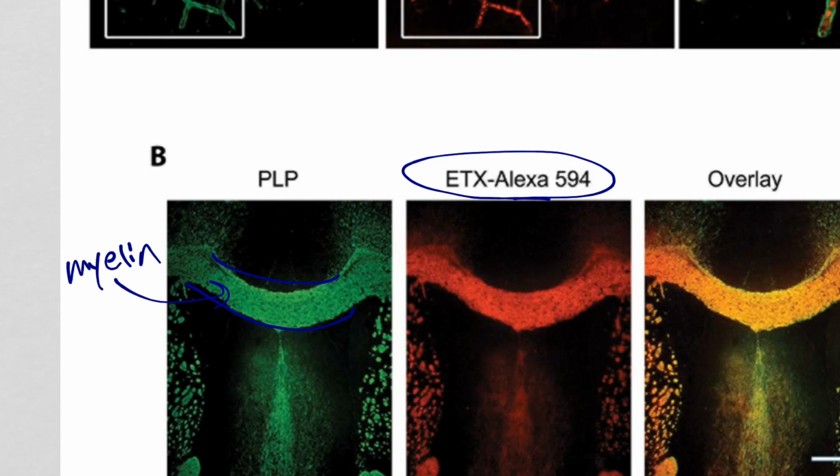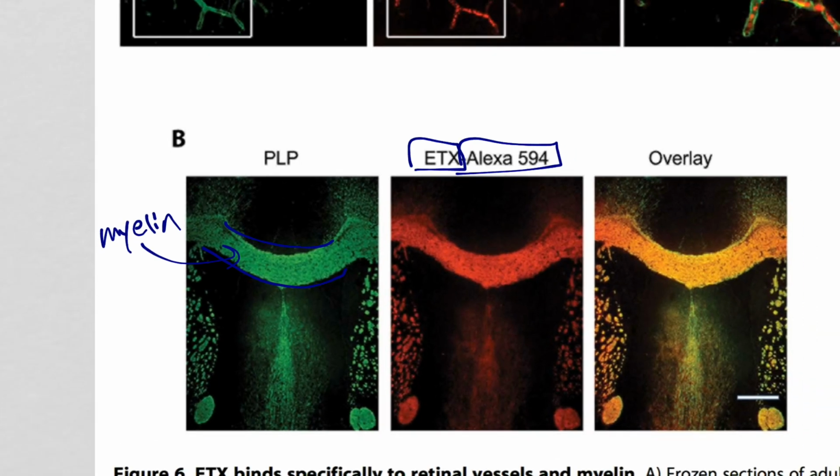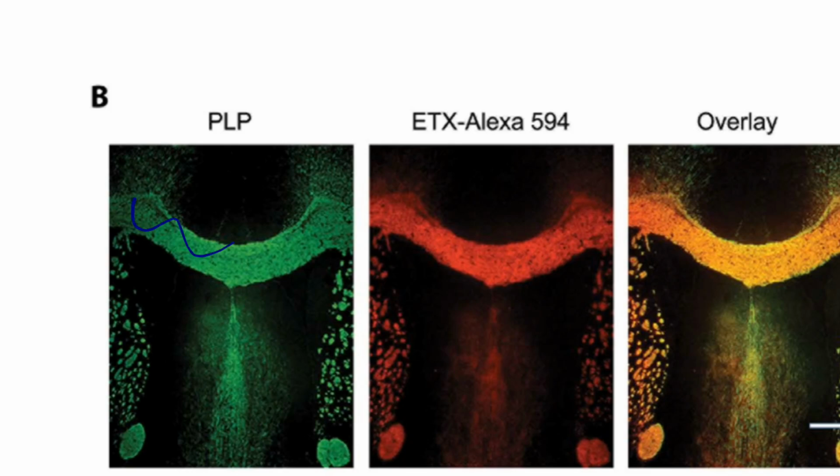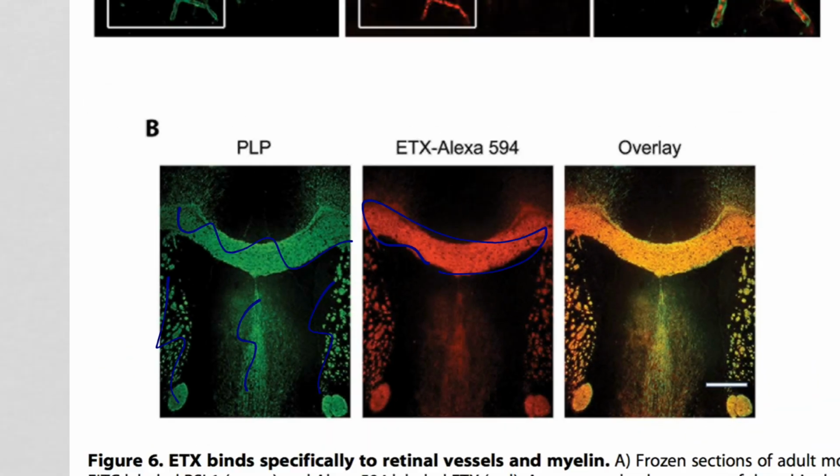This ETX is epsilon toxin. This Alexa 594 is a fluorescent molecule. 594 is just the wavelength of light that it emits. That's a red wavelength. Alexa is actually the name of the guy's daughter that developed the fluorophore. And so link the toxin to this fluorescent molecule, inject it into a mouse, and what you see is everywhere that there's myelin, through here, that toxin binds to and sticks.